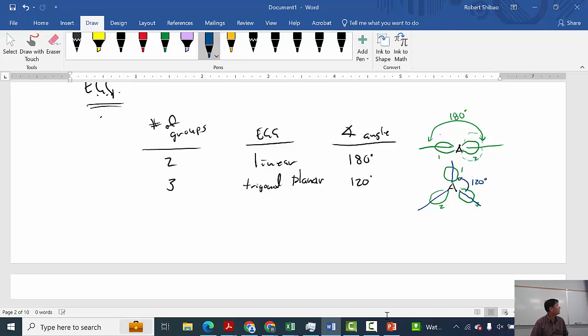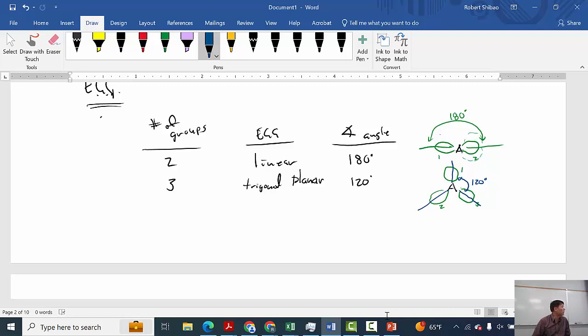And the angles here for the groups, maybe I'll do a different color. All the angles are the same. So between 1 and 3, it's 120, 2 and 3 is 120, and 1 and 2, it's 120. That is if all the groups are the same. Now, if one of the groups is big, then it's going to distort the angle. But the distortion of the angle is not huge. By a couple of degrees, it tweaks the angle.